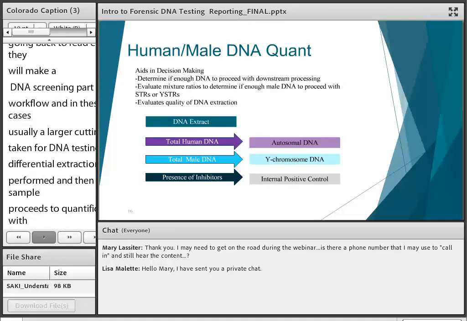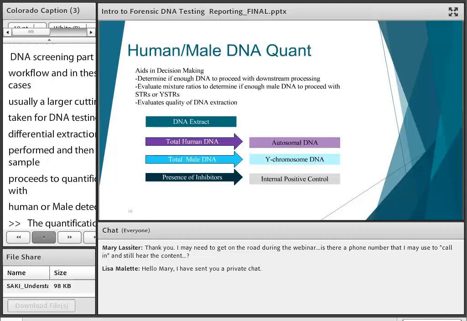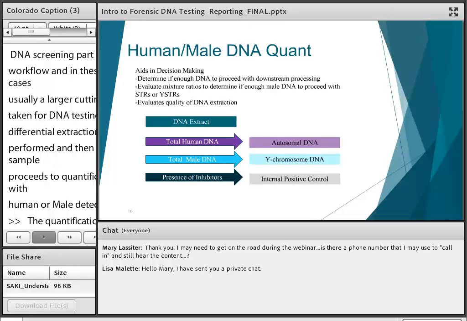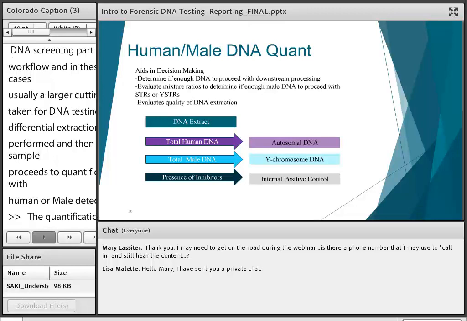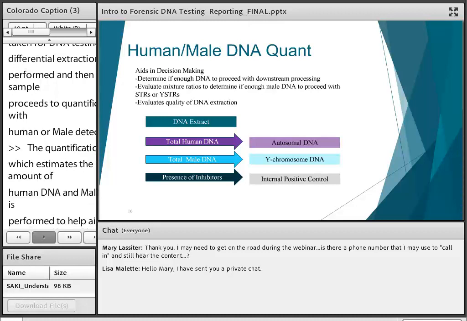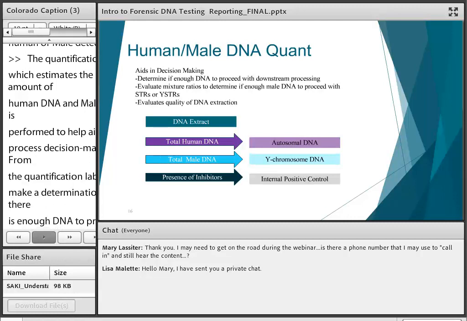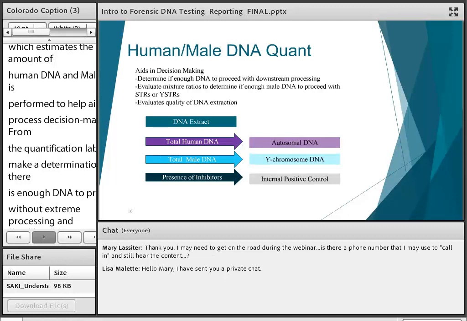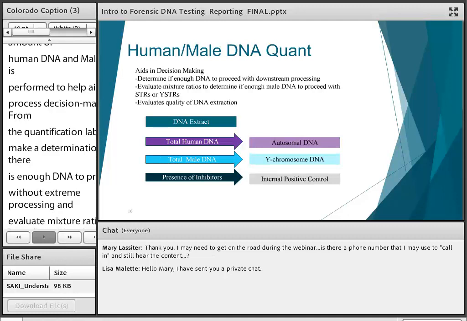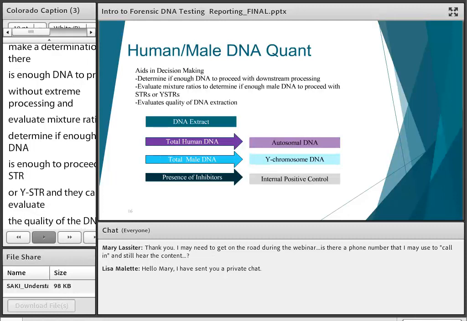The quantification step, which estimates the amount of human DNA and male DNA, is then performed to help aid in process decision-making. So from the quantification, labs can make a determination if there is enough DNA to proceed with downstream processing. They can evaluate mixture ratios to determine if enough male DNA exists to proceed with STR or YSTR testing. And a laboratory can evaluate the quality of the DNA extraction by determining the presence of possible inhibitors. So this becomes an important processing step regardless of where the screening is taking place.